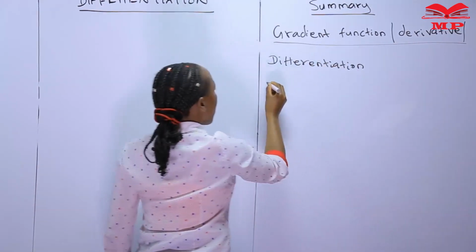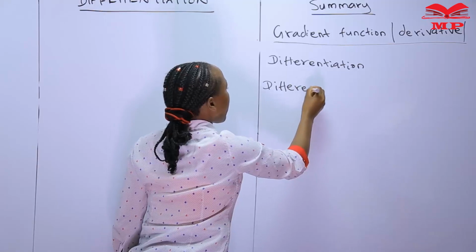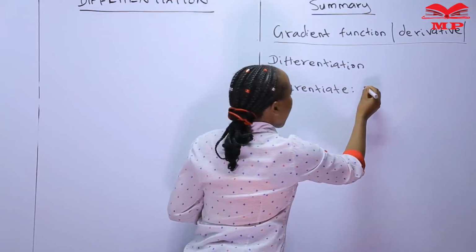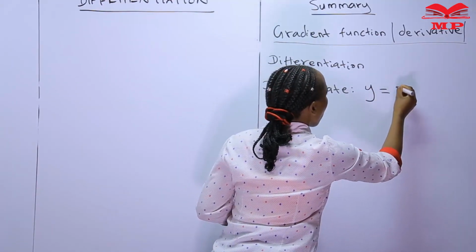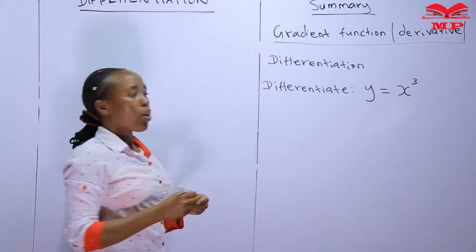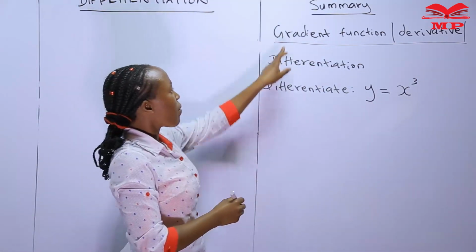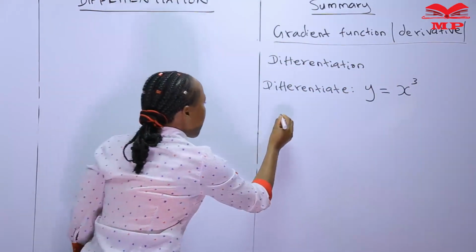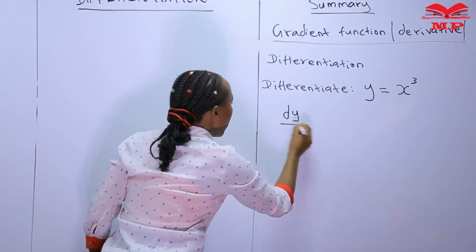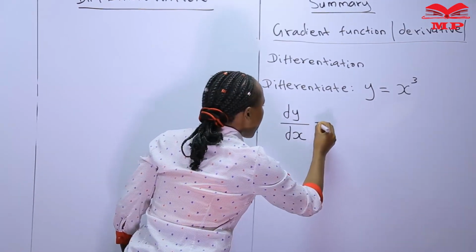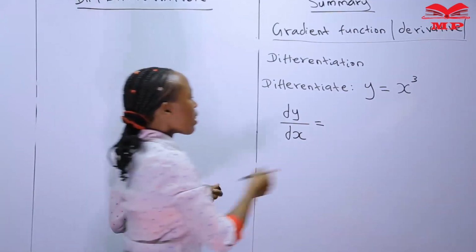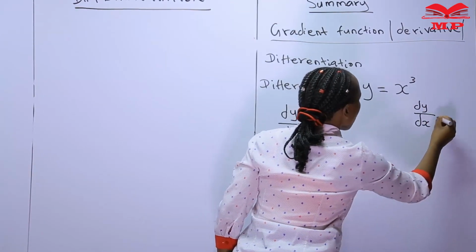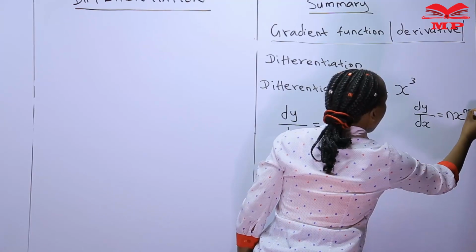Differentiation. And therefore, when you are told to differentiate, and for example, you are given the equation of the curve, in this case, y is equal to x raised to power 3, and you are told to differentiate, simply meaning find the gradient function or find the derivative. We simply find the derivative, that is dy all over dx, which is equal to, you remember the formula for finding the gradient function dy all over dx, which we said is nx^(n-1).